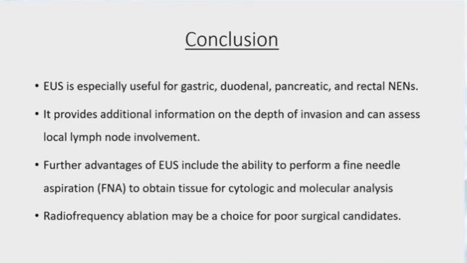So in conclusion, EUS is especially useful for gastric, duodenal, pancreatic, and rectal NETs. It provides additional information on the depth of invasion and can assess local lymph node involvement. Further advantages of EUS include the ability to perform fine needle aspiration to obtain tissue for cytological and molecular analysis. And finally, radiofrequency ablation may be a choice for poor surgical candidates.